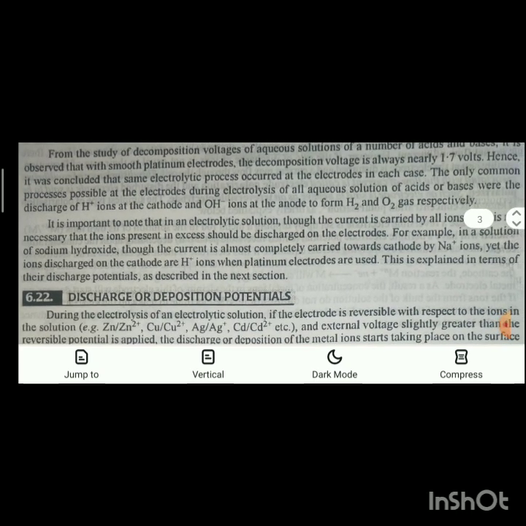It is important to note that in an electrolytic solution, though the current is carried by all ions, it is not necessary that the ions present in excess should be discharged on the electrodes. For example, in a solution of sodium hydroxide, though the current is almost completely carried towards the cathode by Na+ ions, yet the ions discharged on the cathode are H+ ions when platinum electrodes are used. This is explained in terms of their discharge potential, as described in the next section.